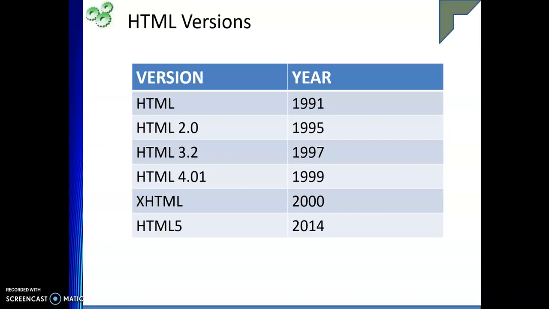So I hope you have understood what HTML is, and why this particular language, HTML, is one type of markup language. We have the hyperlinks, that is the reason why we have HTML. We have the different versions. The latest version that we are talking about is HTML5 itself.